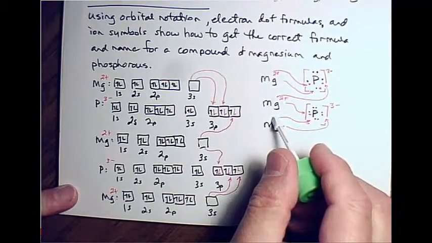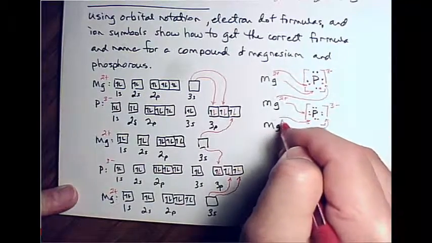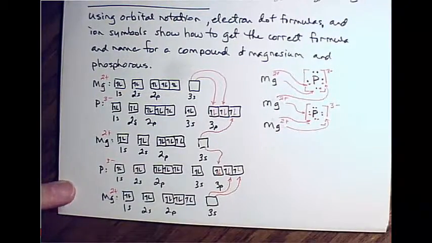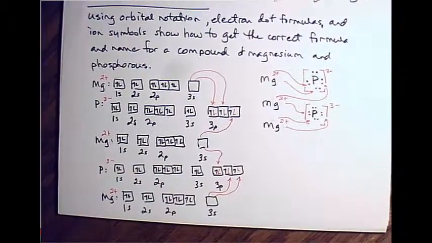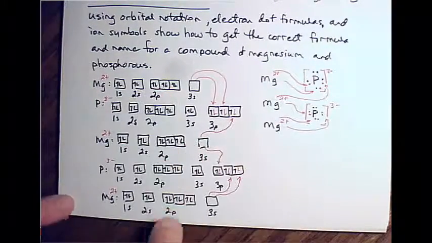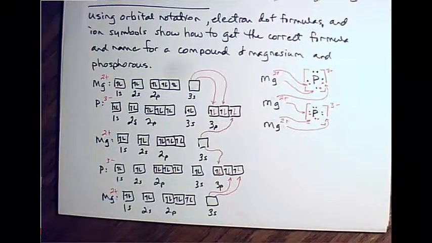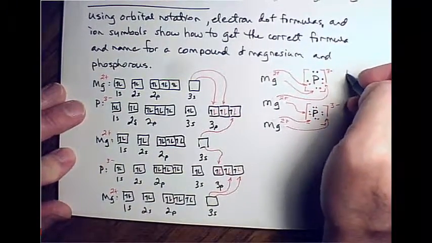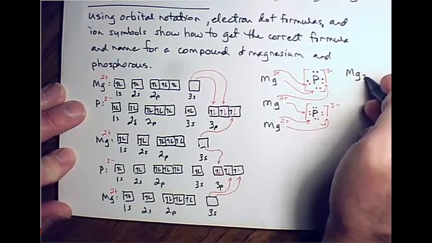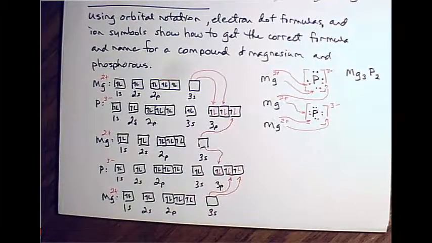I haven't marked it yet that way. So now it has a 2+ charge. 3 magnesiums with 2+ charges, 2 phosphoruses or phosphori, I suppose, with a 3 negative charge. So using this system here with orbital notation and this system here with electron dots, we came up with a formula that was 3 magnesiums and 2 phosphoruses or phosphori.